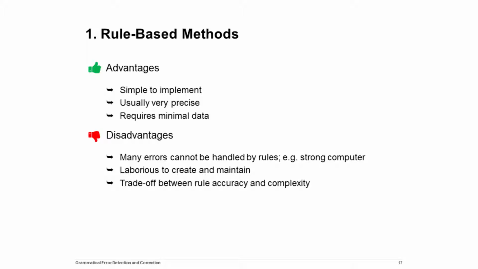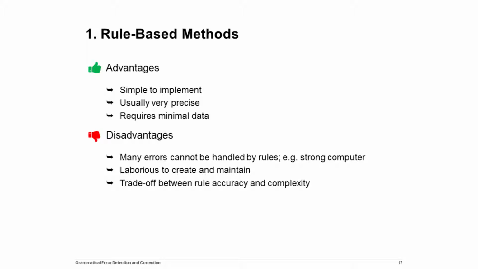One problem is rules can't handle every error type. So here we've got an example of strong computer. It's really hard to write a rule to say we should change strong to powerful in front of computer. Well, that's such a specific rule that it's not really going to be feasible to do. And as you have more rules, of course, the harder it is to maintain, and rules get increasingly complicated, and it just becomes a mess.